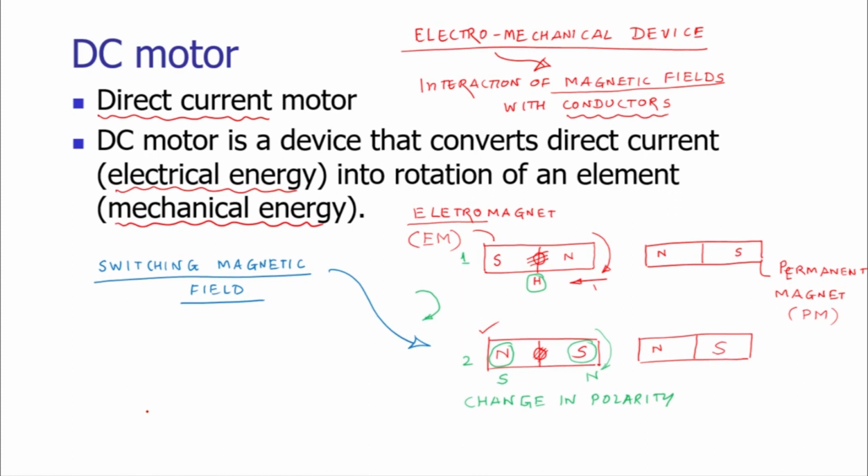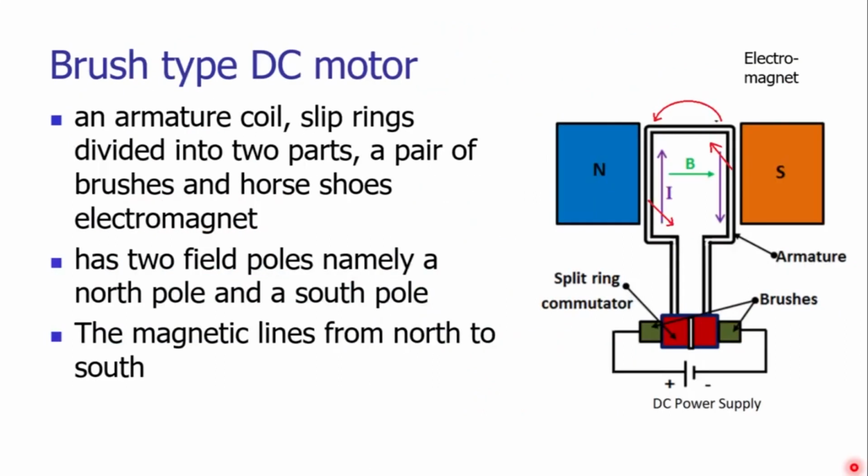And my friends, the various types of motors which are invented, which are developed in the industry are based upon the various methods or various types of application of the switching magnetic field. The purpose is same, to convert electrical energy into mechanical energy, but the mode of switching the magnetic field is different. The first and basic type of DC motor is brush type DC motor.